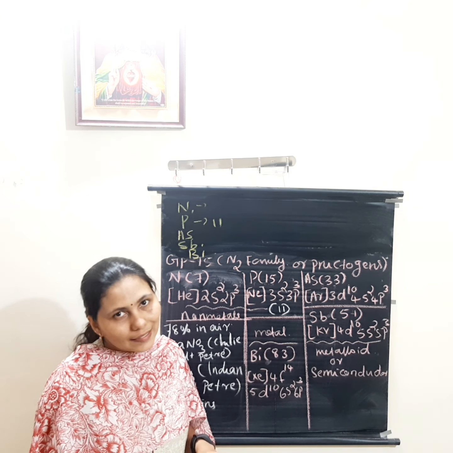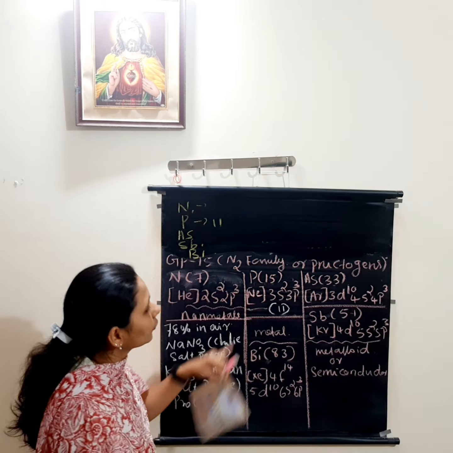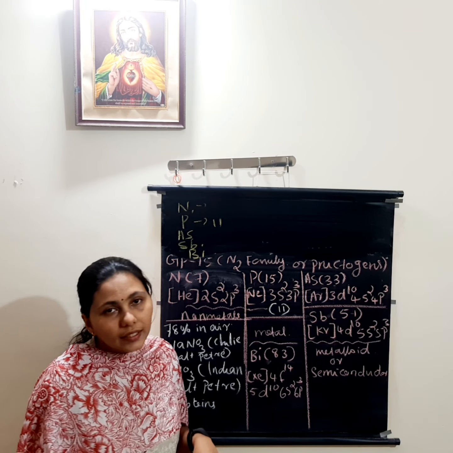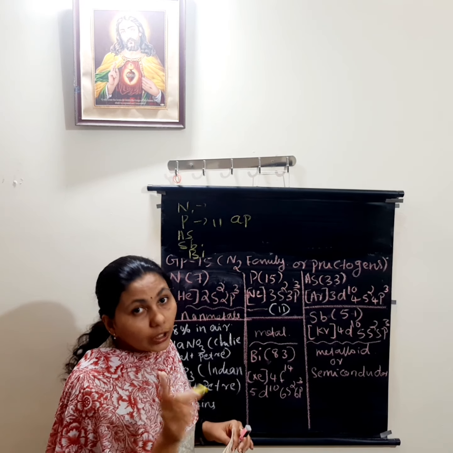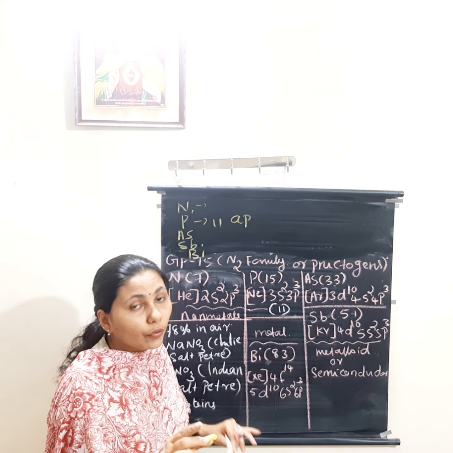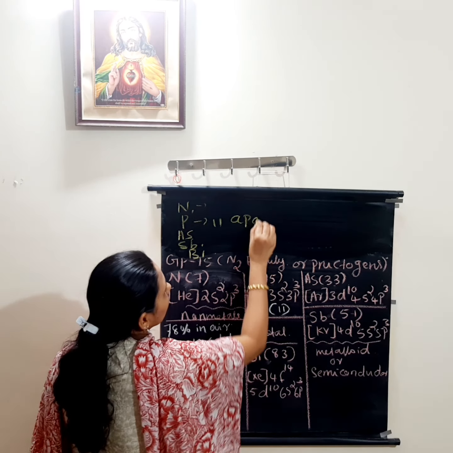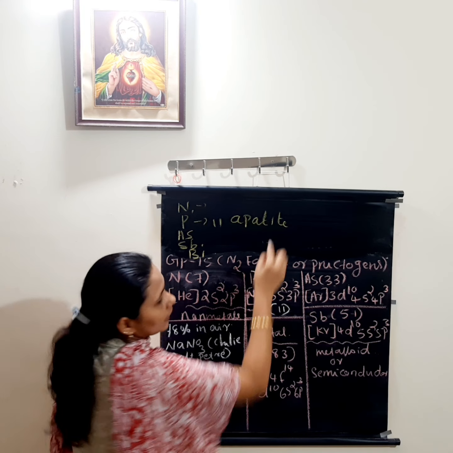The earth crust. Okay. And this phosphorus is generally found in the form of which one? Apatite. It is mainly found in rocks. Phosphorus is mainly found in rocks, in the form of apatite.